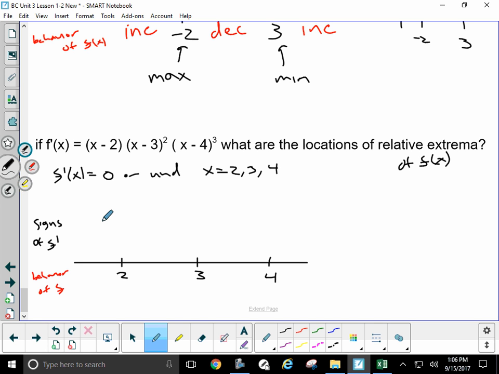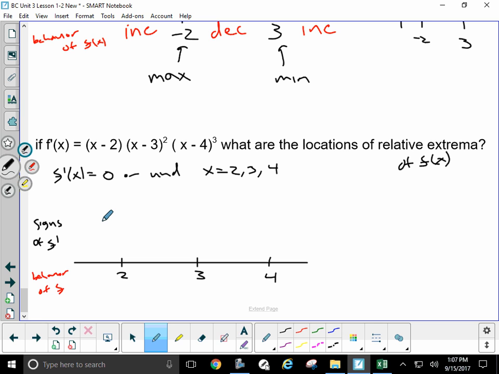Okay? Is that right? No. Don't really care about that. I just want you to plug in values to know the signs, which will tell you what f is doing. So plug in like 5. If I plug in 5, am I going to get a positive or a negative?